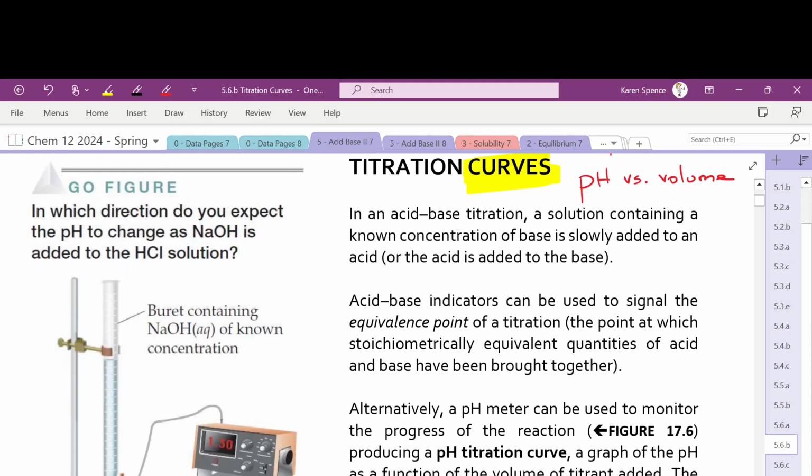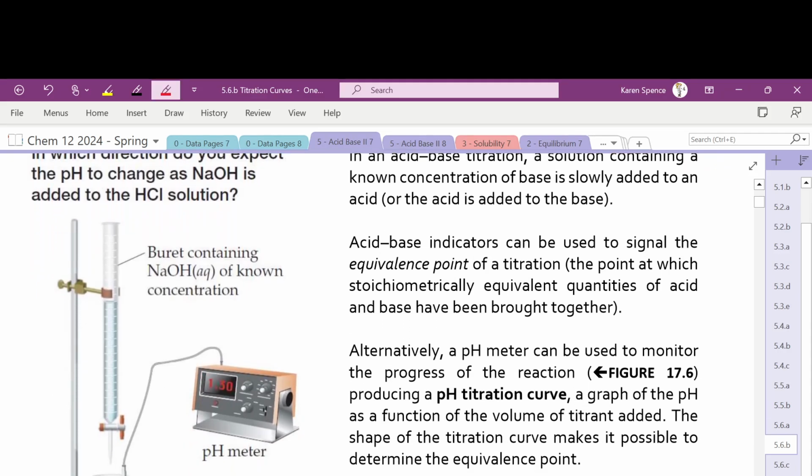Now, do you remember doing your titration? We had a burette filled with a known concentration of NaOH. Do you remember what we call a solution with a known concentration? The known concentration is called the titrant. Okay? The known concentration is also called a standard solution.